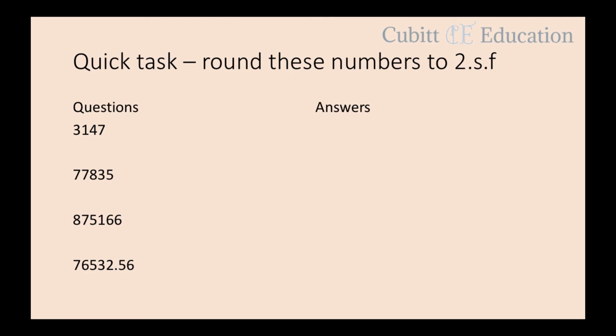3,147, the 3 and the 1 are what we need to keep. The 1 won't change because the number next to it is a 4. So 3,100. 77,835. Well, it's the 7 and the 7 that we want to keep, but that second 7 will change to an 8 because the number next to it is 8. So it's above 5, so it would be 78,000.